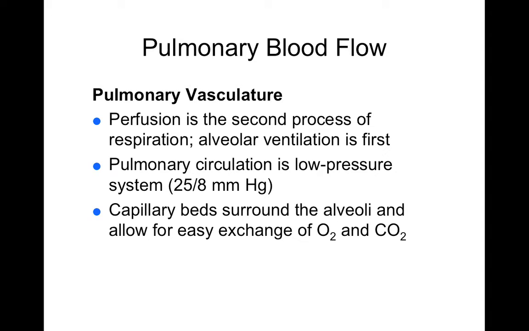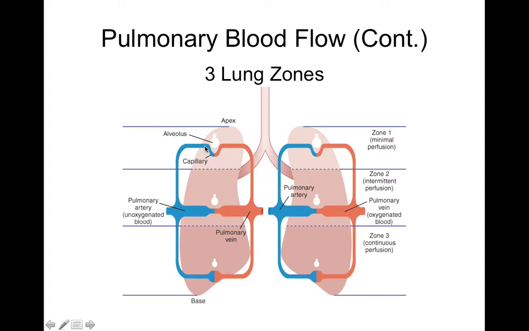Now, pulmonary circulation has a systolic pressure of 25 and a diastolic pressure of 8 millimeters of mercury. So it's a fairly low pressure system with respect to systemic blood pressure. These capillary beds that surround your alveoli are good for gas exchange, so absorption of oxygen and elimination of carbon dioxide into your airways. And what's interesting too about your lungs, you guys, we mentioned this earlier, is how not all of your lungs participate in the same amount of gas exchange.